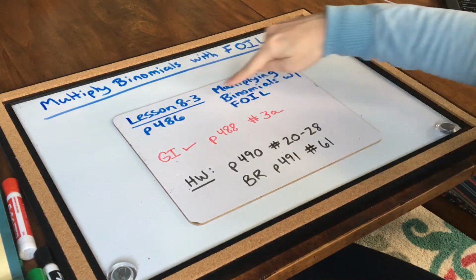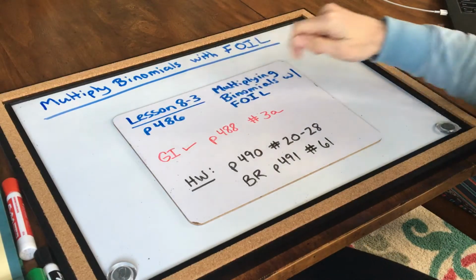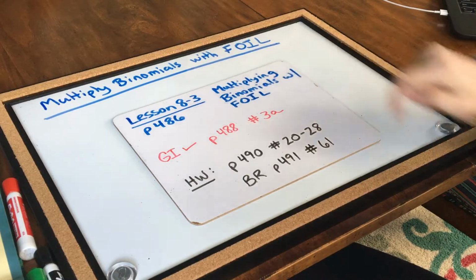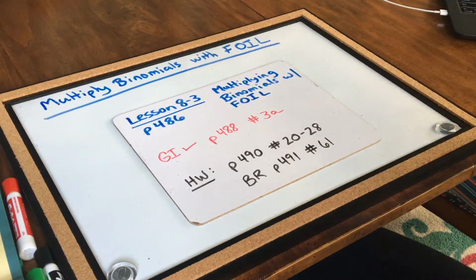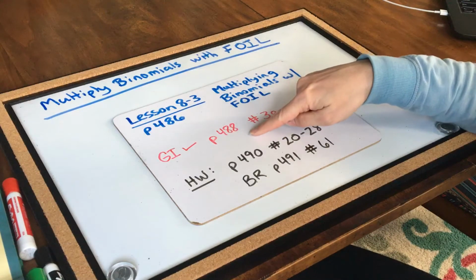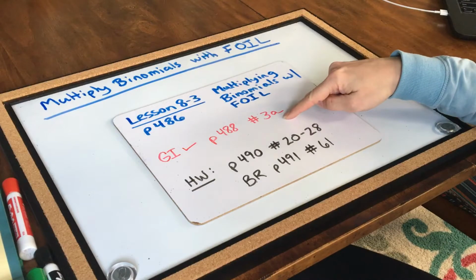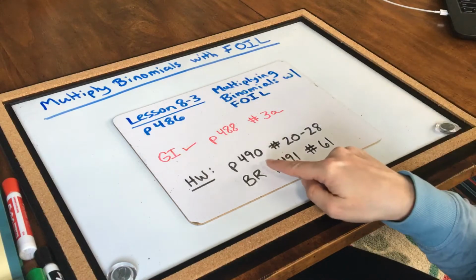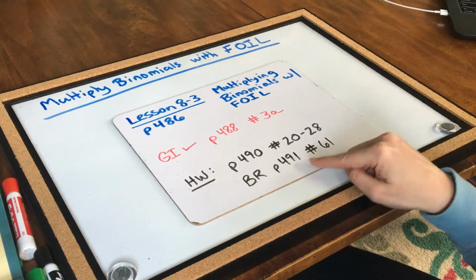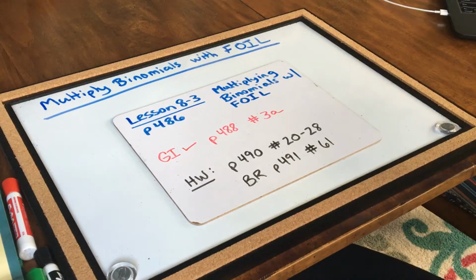This one is lesson 8-3 on page 486, and it is multiplying binomials using the FOIL method. So if you've ever heard of FOIL before, or if you did it studying for your MAP test, this is the big day today. Our gotta check is on page 488, number 3A. And then your homework for tonight is page 490, numbers 20 to 28. And your bell ringer is page 491, number 61. Don't forget your 3 sentences.